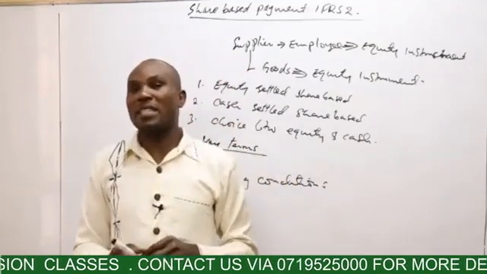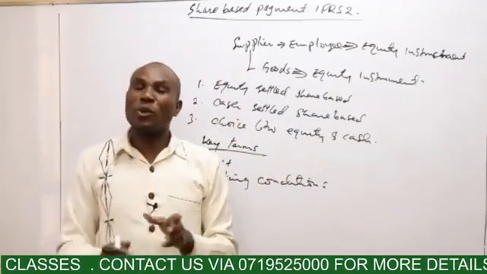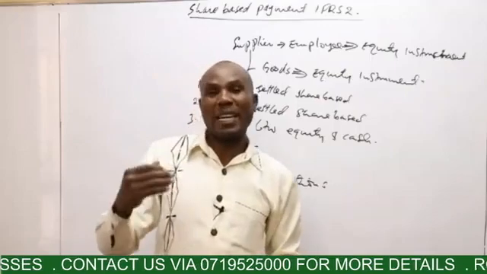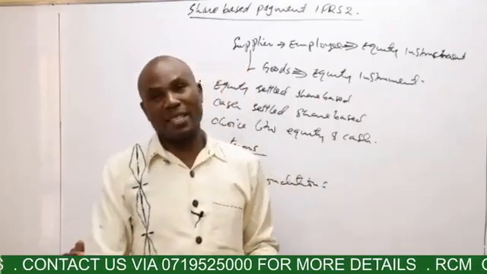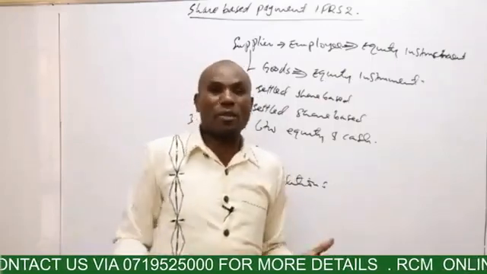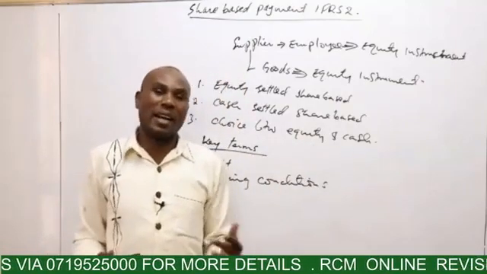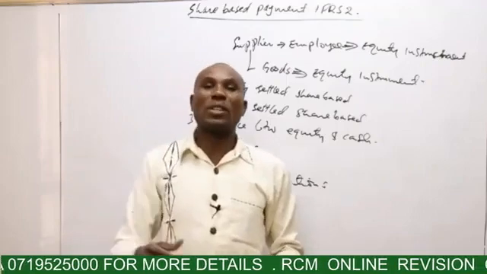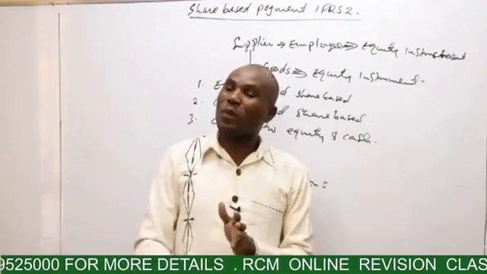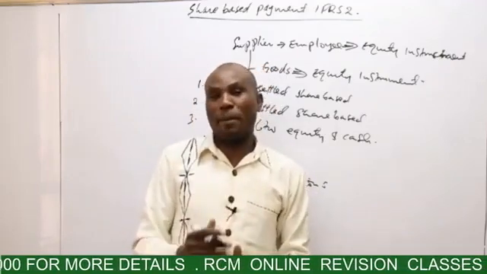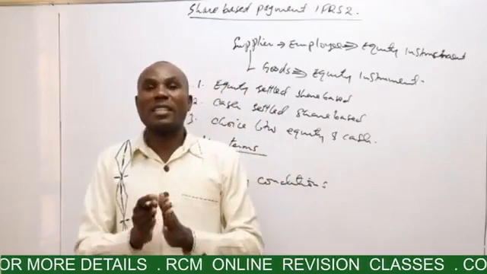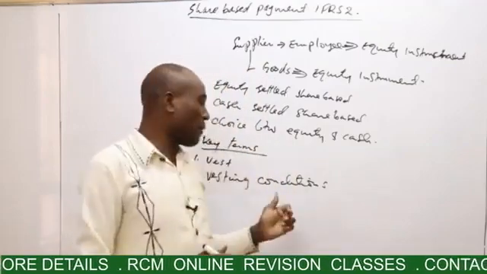Then performance condition means that we need now to get certain performance targets. For example, it can be profits. We say if we hit a profit of like 100 million during the year, then we shall do this to our employees. Therefore, that is also a performance condition. Those are two types of vesting condition.